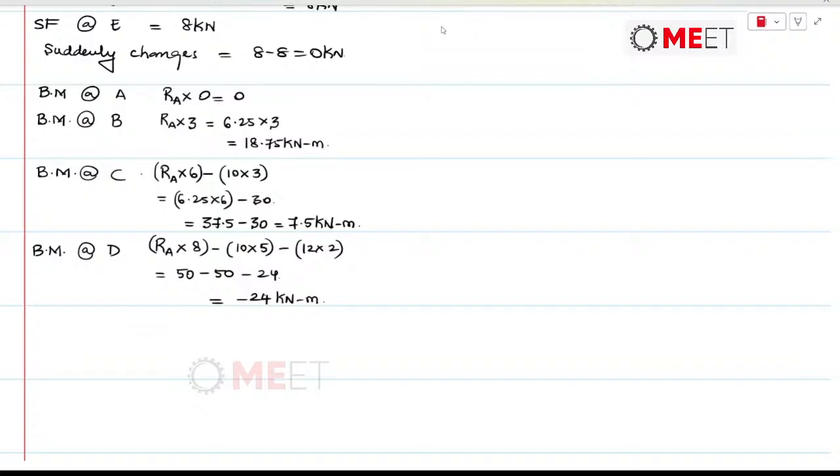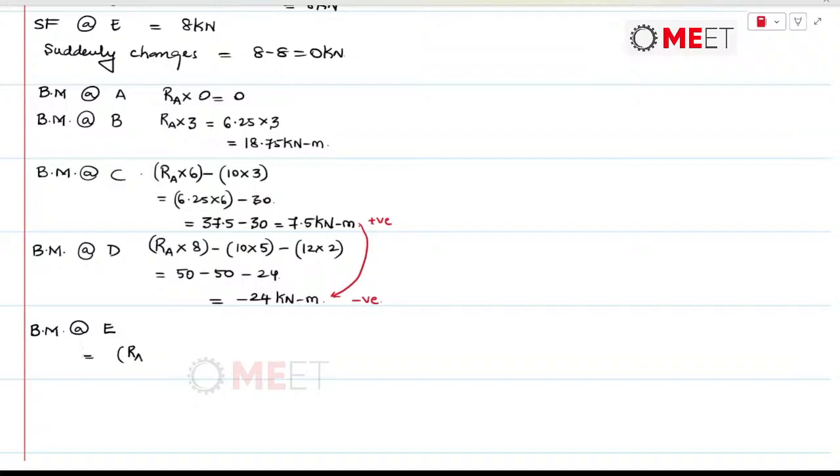So what do we observe? We observe that there is a sign transition from positive to negative in the BM values. Now bending moment at E, which is the free end, will be 0.